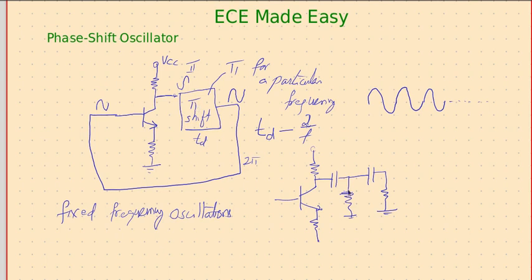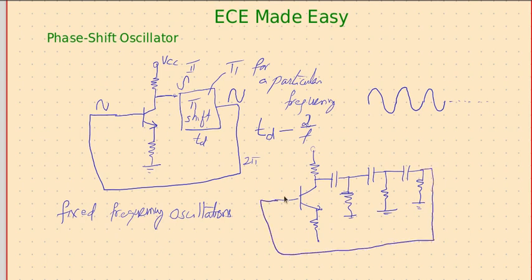Therefore we want pi; pi by 2 from one stage was sufficient to make it pi with two stages, but this is a little less than pi by 2, and hence adding 2 cannot make it pi. Therefore the best thing would be to take 3 and make sure that each one gets a delay of 60 degrees. So this gives a delay of 60, this one a delay of 60, this a delay of 60. So 60 plus 60 plus 60 makes 180, and the transistor is already making 180.